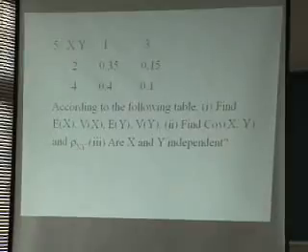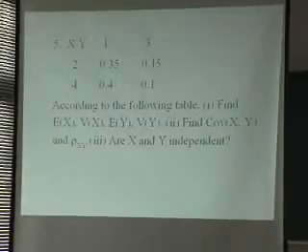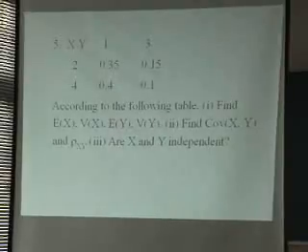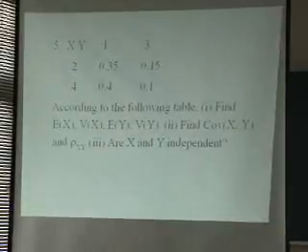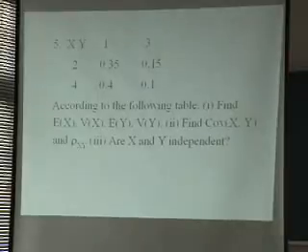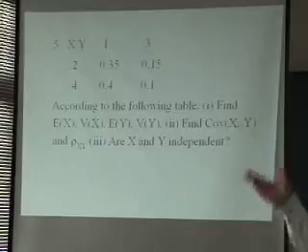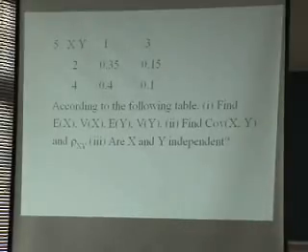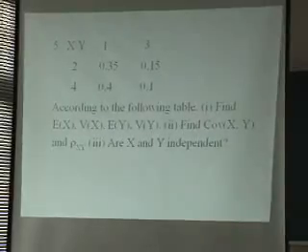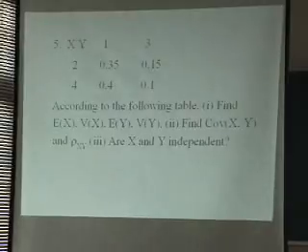Now this is another question. We have a table here. X takes the values 2 and 4, and Y takes the values 1 and 3. You are required to find the expectation of X, the variance of X, the expectation of Y, the variance of Y, the covariance of XY, rho XY, and whether X and Y are independent. It's the same thing again. I'll give you 10 seconds to take this down, and then we will get to the next question.